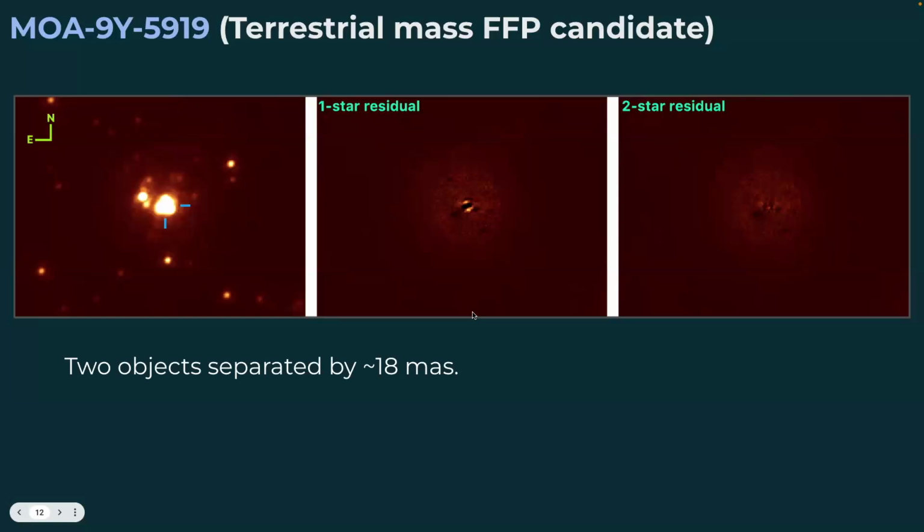But there are two objects here. They're separated by 18 milliarcseconds on the sky. The predicted lens source separation in this epoch of data from 2024 in Keck should be 90 milliarcseconds. So the separation of these two objects is much smaller than the lens source separation that's predicted.